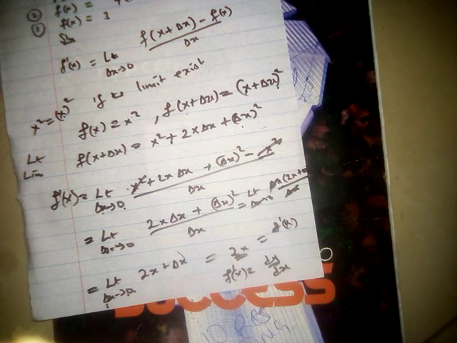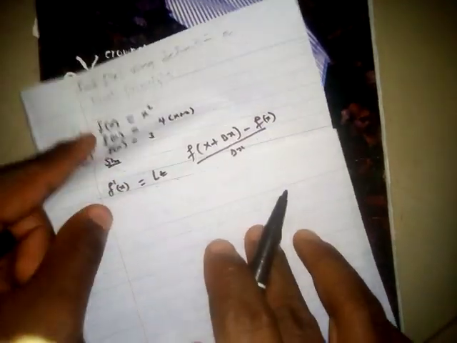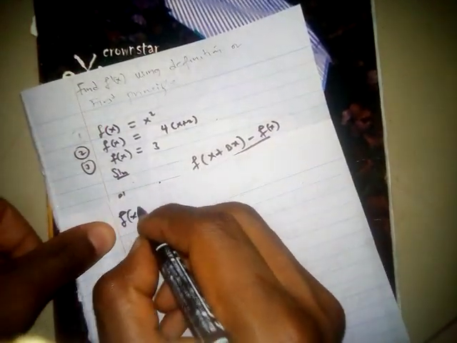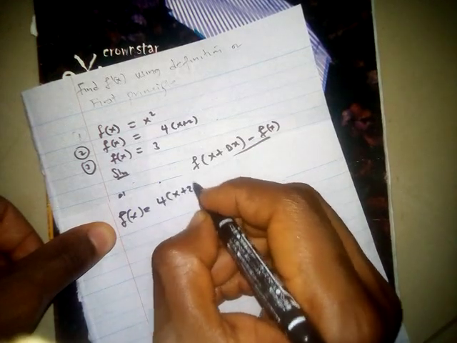We move over to the second question, which says that f of x is equal to 4 into x plus 2.